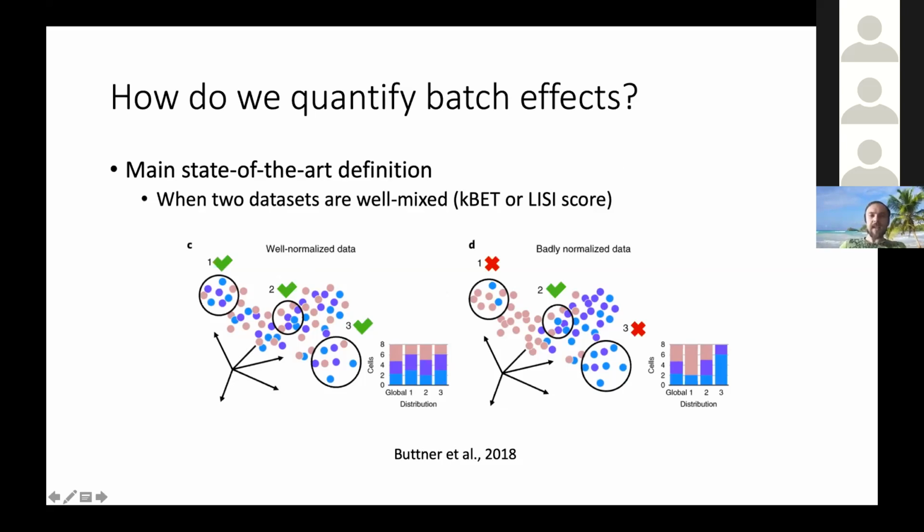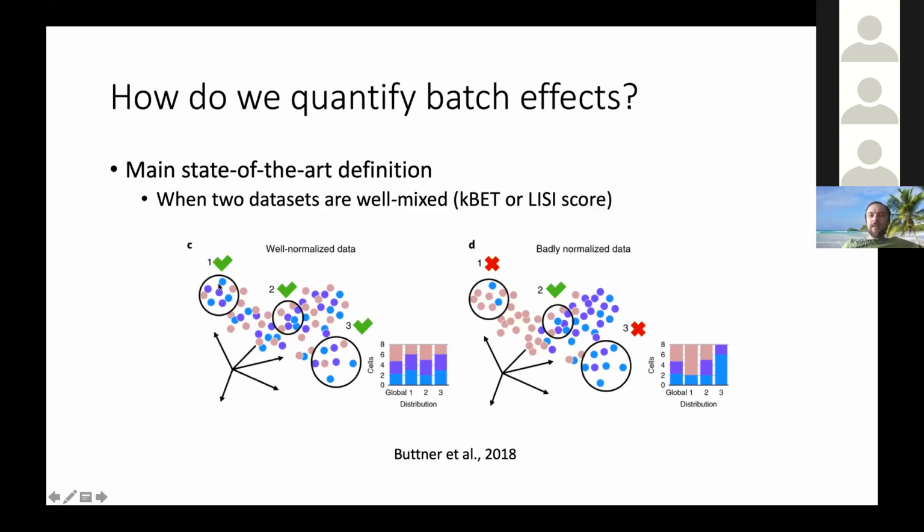The idea is that we first compute the global batch label distribution, and then the data sets are considered well mixed, or not having batch effects, when in each of the neighborhoods in the data set we observe batch label distributions similar to the global distribution.